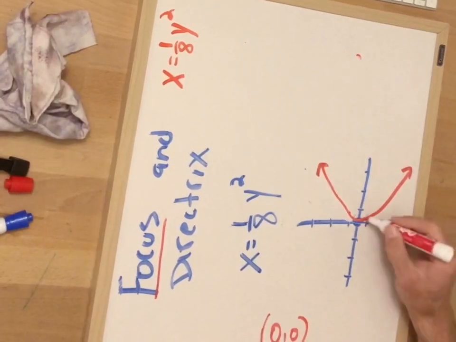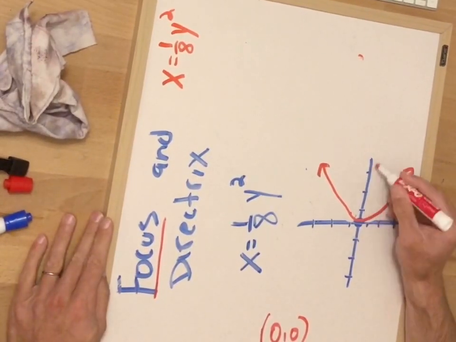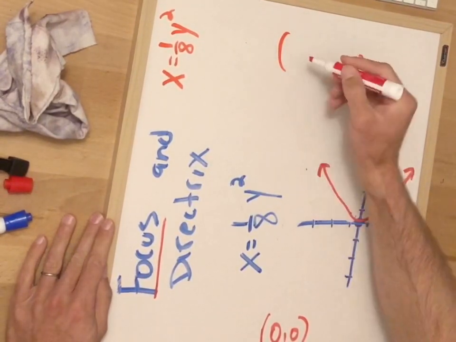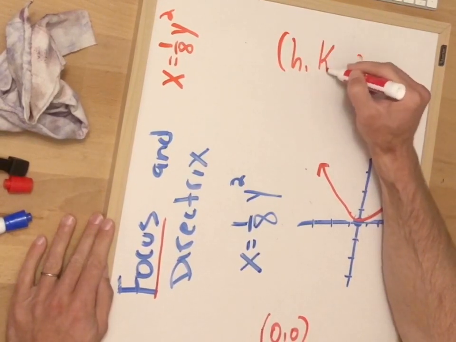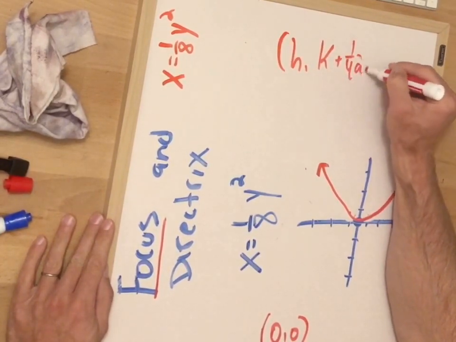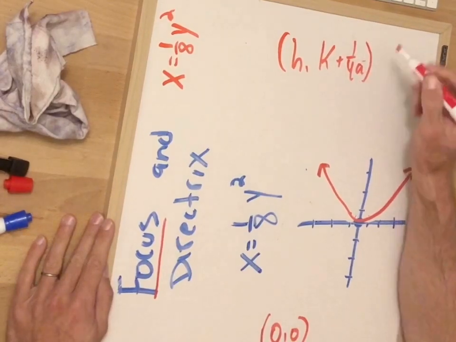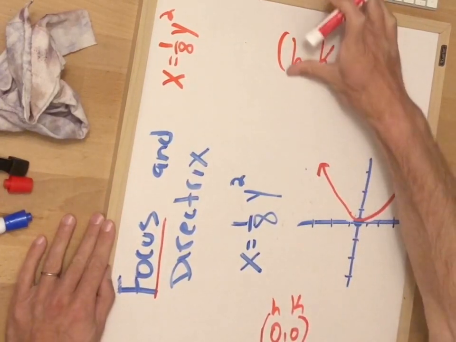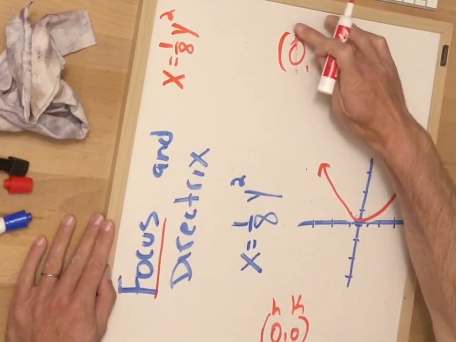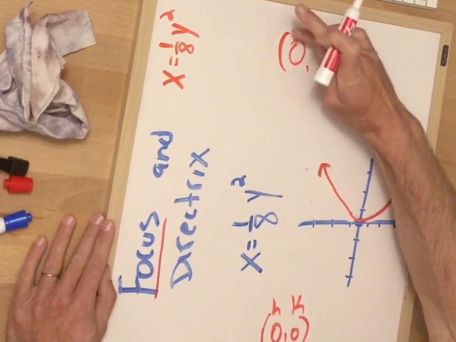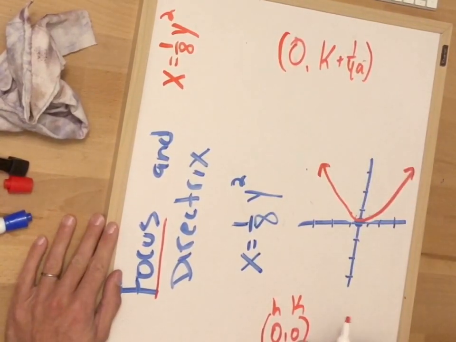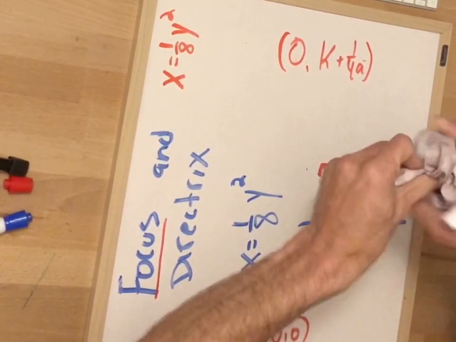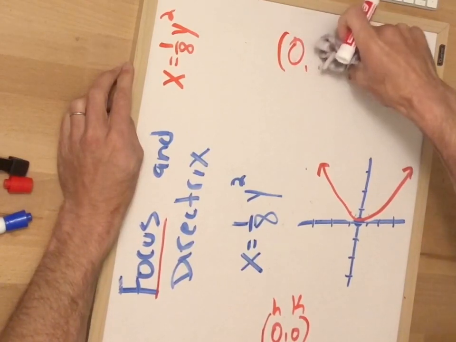My focus is inside here, so I know it's going to be up on here somewhere. So my focus is h, comma, and then k plus 1 over 4a. This is the equation for my focus point. My h and my k is my vertex. So h is 0. This is exactly what we just did. K is my y coordinate for my vertex, which is 0. And 0 plus anything, I don't need to technically write that 0 because it's just insinuated that there's already a 0 supposed to be there.